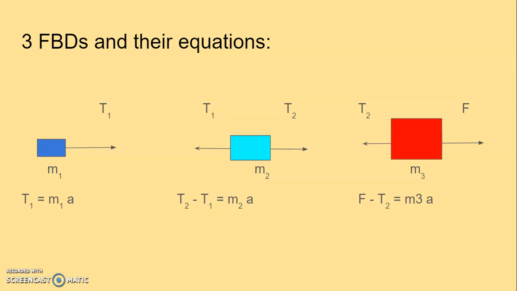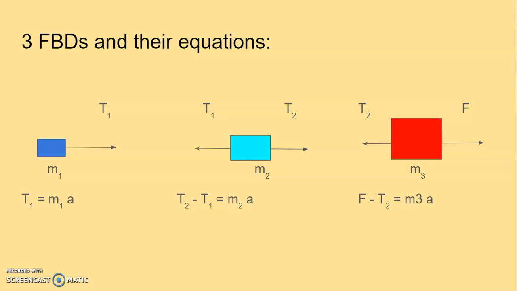Well, here we go again. So T1 is the only thing acting on M1. I'm not using the normal forces for each of these because they're not needed since there's no friction to deal with. So T1 is equal to M1 times A. That's our first equation for the first box.